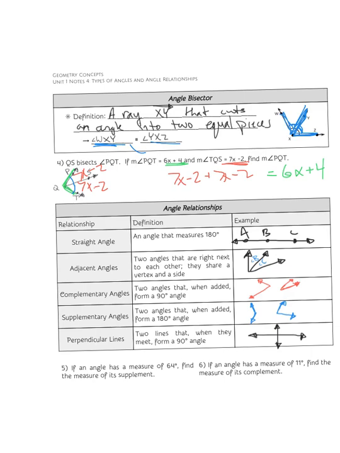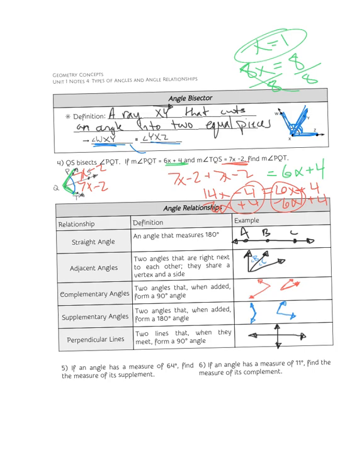So when I combine the 7x and 7x, I get 14x. Negative 2 and negative 2 is negative 4, equals 6x plus 4. Now I'm actually going to add 4 to both sides. Subtract 6x from both sides. Now, 14 minus 6 is going to be that 8x. 4 plus 4 is 8. X is 1 here. X equals 1. All right.